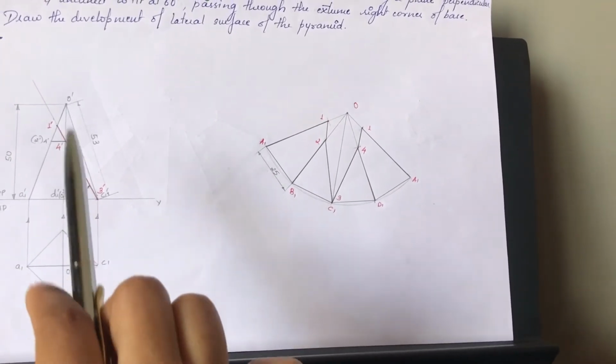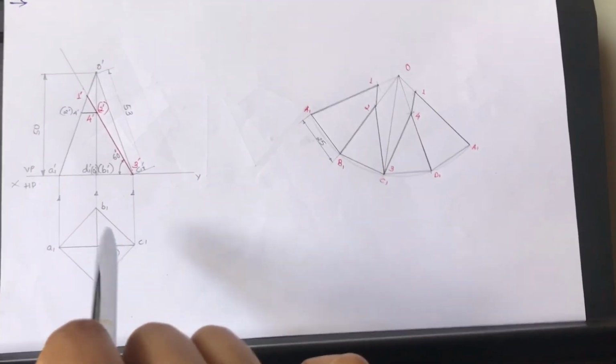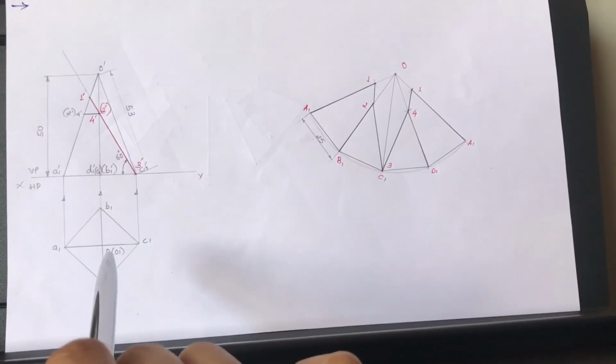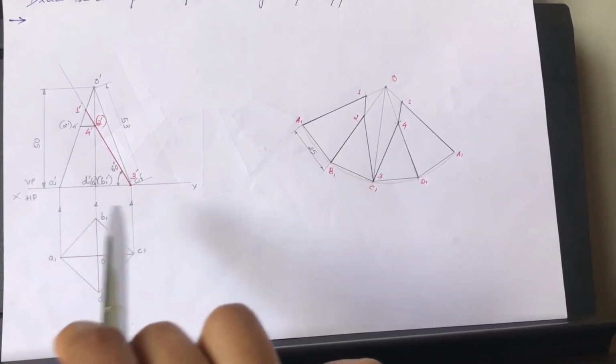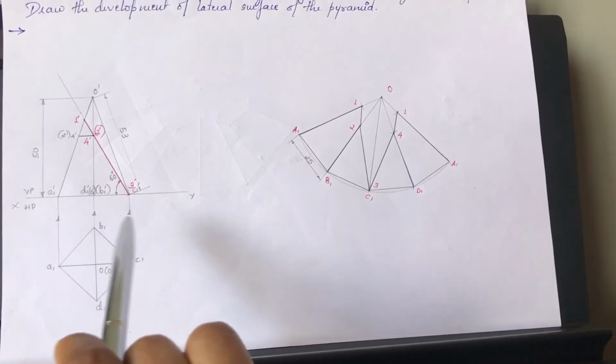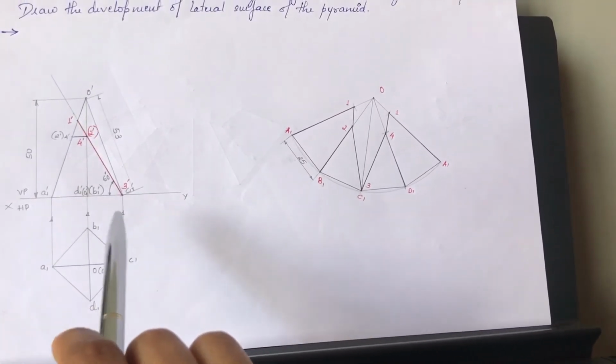It has to be true dimensions and not the apparent dimensions. In order to get the true dimensions, one thing you have to note is that one of the edges in its top view should be parallel to the XY line, that is, it should be parallel to VP. Only then, in the front view, it will be in its true dimension.